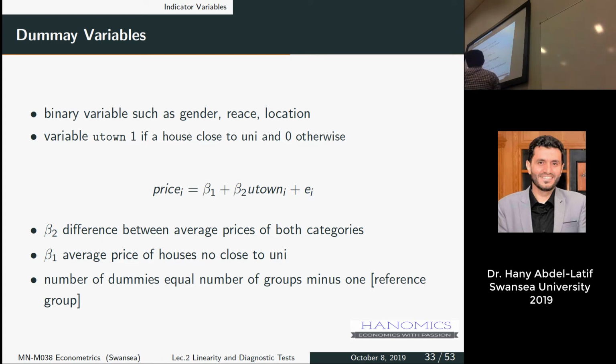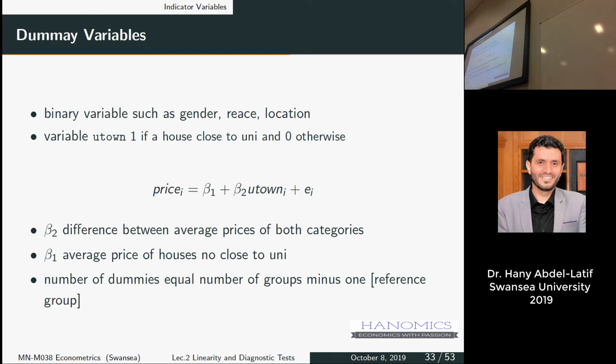Beta 2 then is the difference between the average prices of both groups of houses. If you see here how many groups we have in this data, we're talking about houses that are close to the university and houses that are not close to the university. So how many groups do we have? 2. How many dummies do we have? Only 1. So we have only 1 variable here.